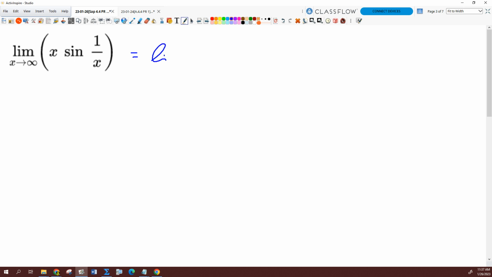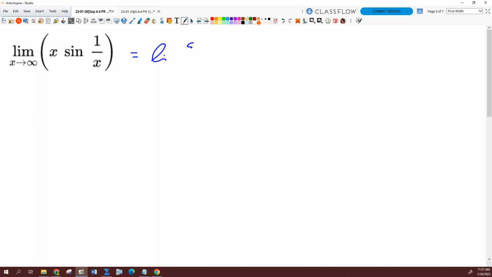Okay, good. We want to leave the sine 1 over x on the top, right? We don't want to do the reciprocal of sine. That becomes a cosecant. We don't want to deal with that. We're going to leave the ugly one on top and take the reciprocal of the simple one, the x. Stick that one on the bottom.